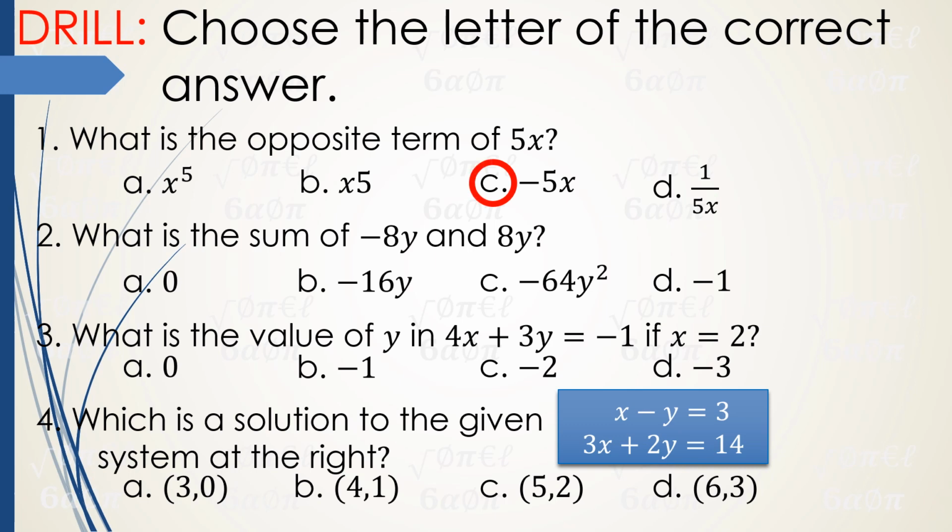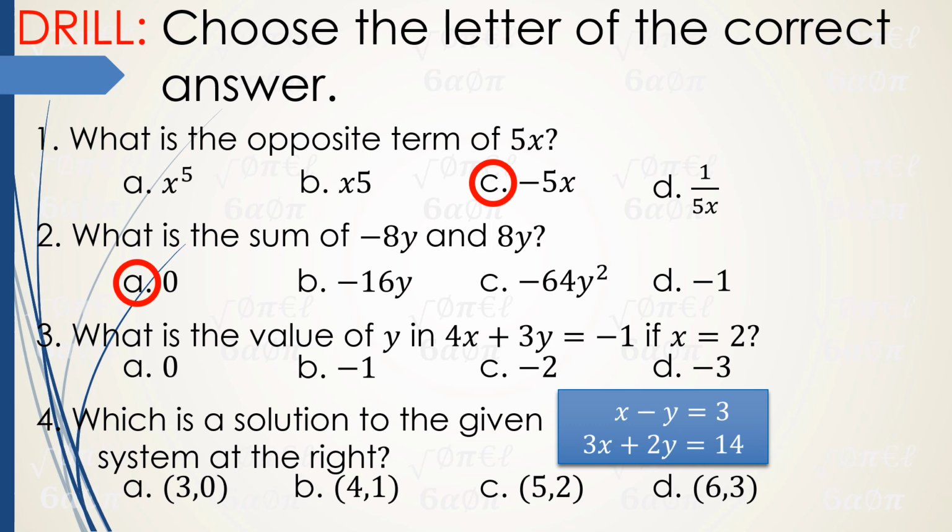Number 2, what is the sum of negative 8y and 8y? So, they are opposite terms. Pag inadd natin yung dalawang opposite terms, the answer will always be equal to 0. Kasi mamaminus yung kanilang numerical coefficients at magiging 0. So, matatanggal na yung ating variable. So, that is letter A.